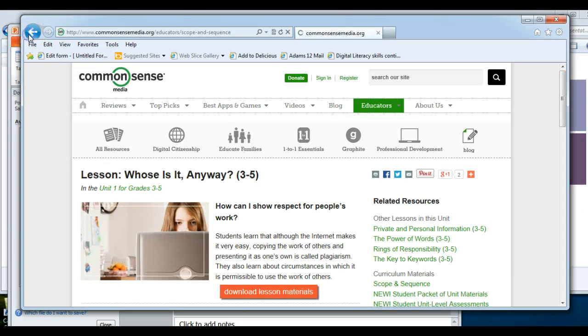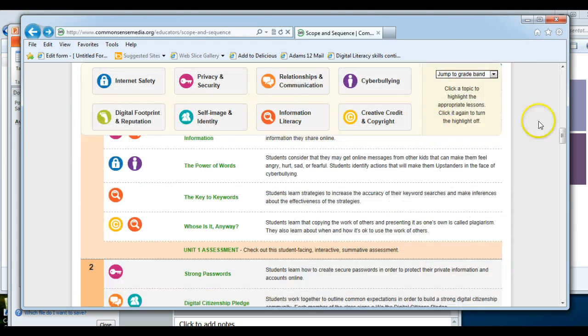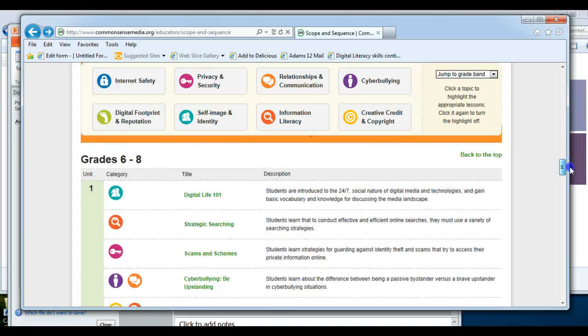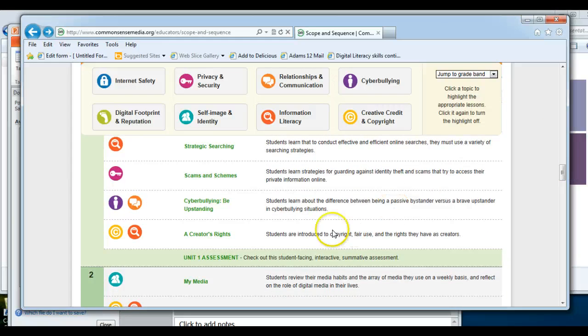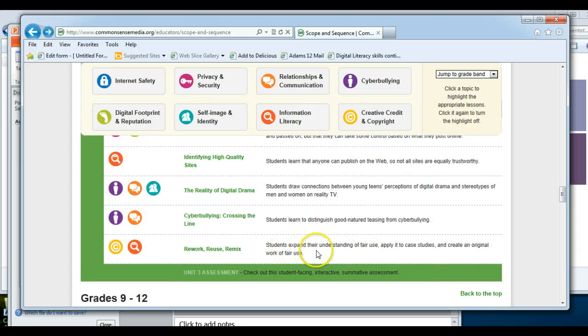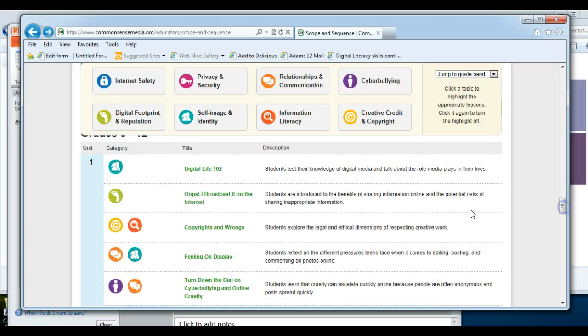And you can look, that's 3 through 5. There is also 6 through 8. It goes into more depth: copyright and fair use, and the rights that creators have. So great resources, understanding of fair use, and there's even 9 through 12. So there is something for everyone: legal and ethical dimensions of respecting creative work.